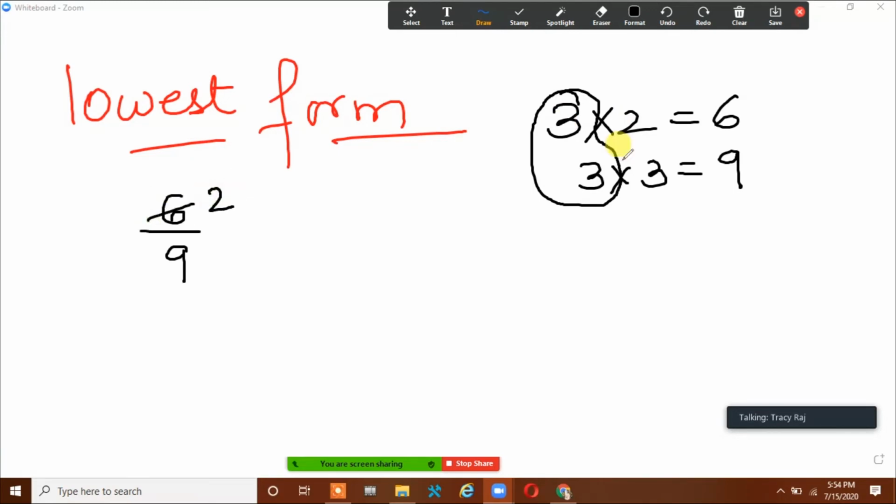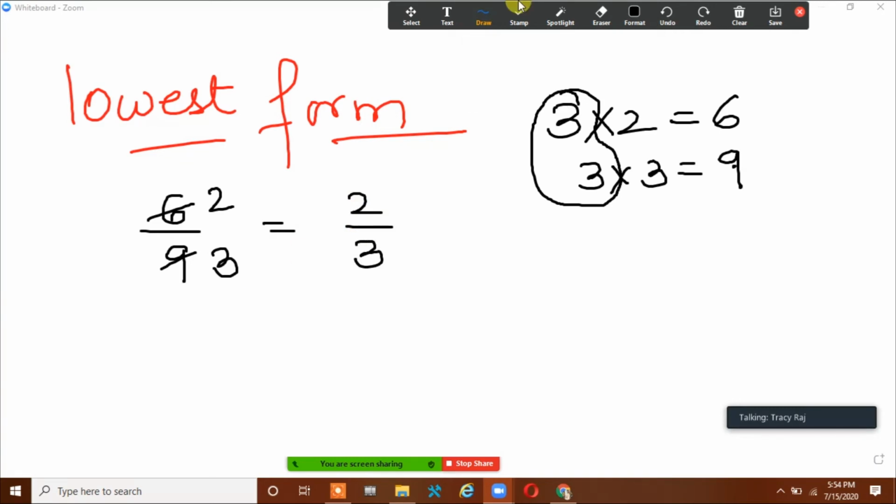After this, you see they are prime numbers. They cannot be cancelled further, and they don't have any common factor. So this is the answer. There is no number left, which means you have to stop here. So this is called the lowest form of 6 by 9.